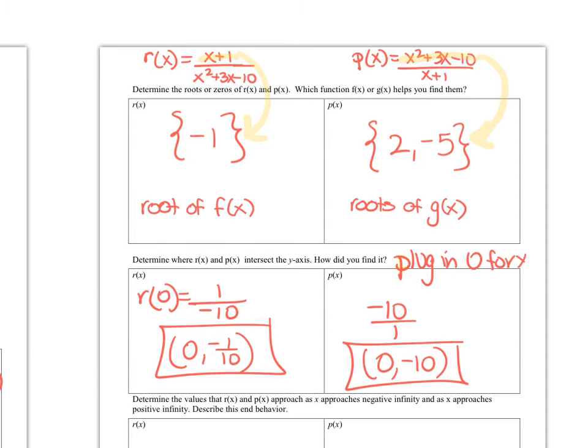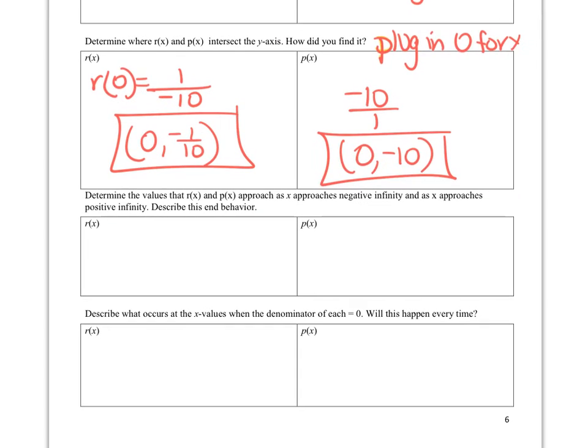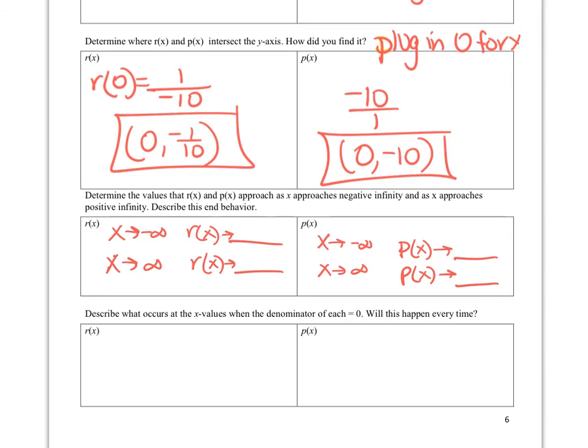Now, determine the value that r of x and p of x approaches as x approaches negative infinity and positive infinity to describe its end behavior. So you definitely want to go back and look at your graph. And as you look at your graph, you can even use the trace menu. As you trace all the way to the left, what are your y values getting closer and closer to? As you trace all the way to the right, what are your y values getting closer and closer to?